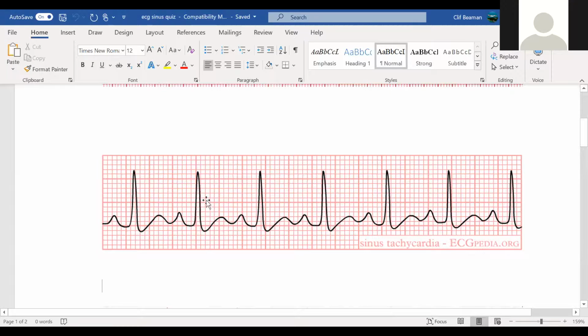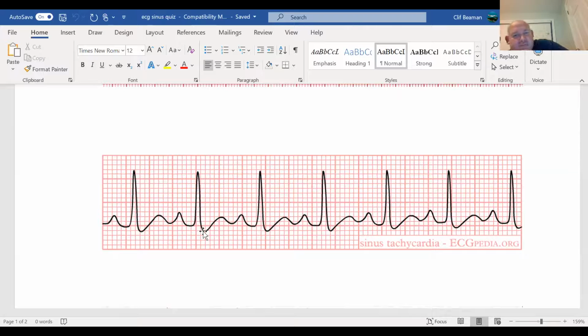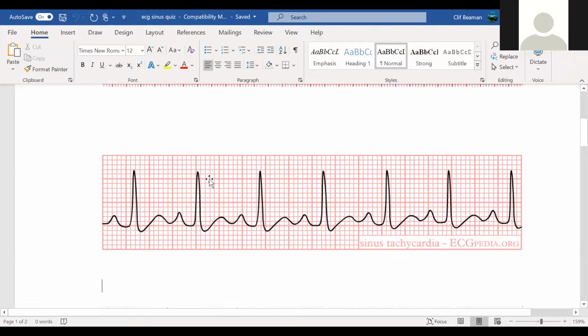How wide is this QRS complex from the start to the finish? How many little boxes? 1.5. Is it less than 3? Yeah. So that falls into the parameters, right? Because if we were to look at a sinus rhythm, this QRS needs to be less than 3 little boxes wide. So less than 0.12 seconds. And we have that here.